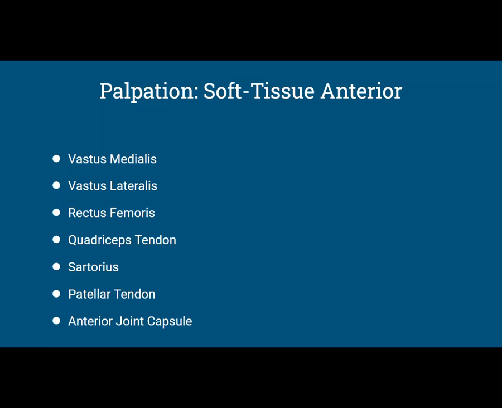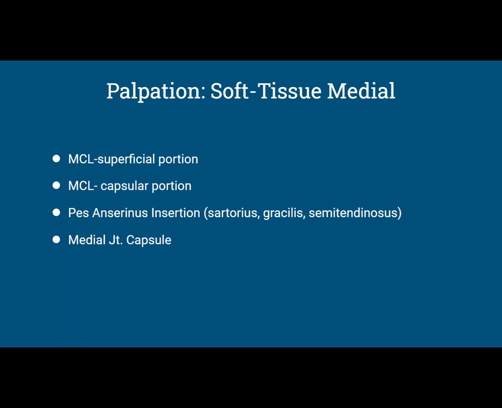Then you're going to look at soft tissue. You're going to look at the vastus medialis, vastus lateralis, rectus femoris, quadriceps tendon, sartorius, patellar tendon, anterior joint capsule. So remember all the anterior muscles you're going to go through. You're also going to look at all of the medial soft tissue, the MCL, the capsular portion, the superficial portion, the pes anserine. Remember, the sartorius, gracilis, and semitendinosus all meet on that medial aspect right below the MCL. You're going to look at the medial joint capsule, see if there's any pain with that.